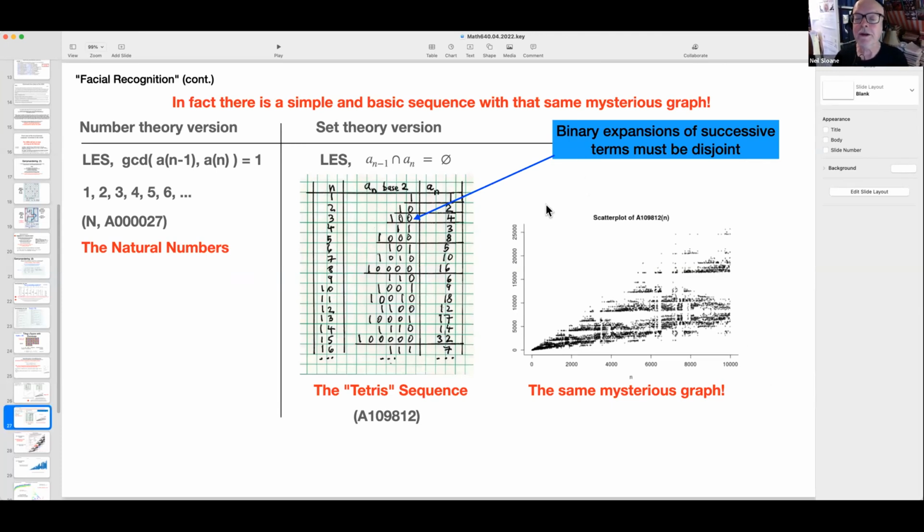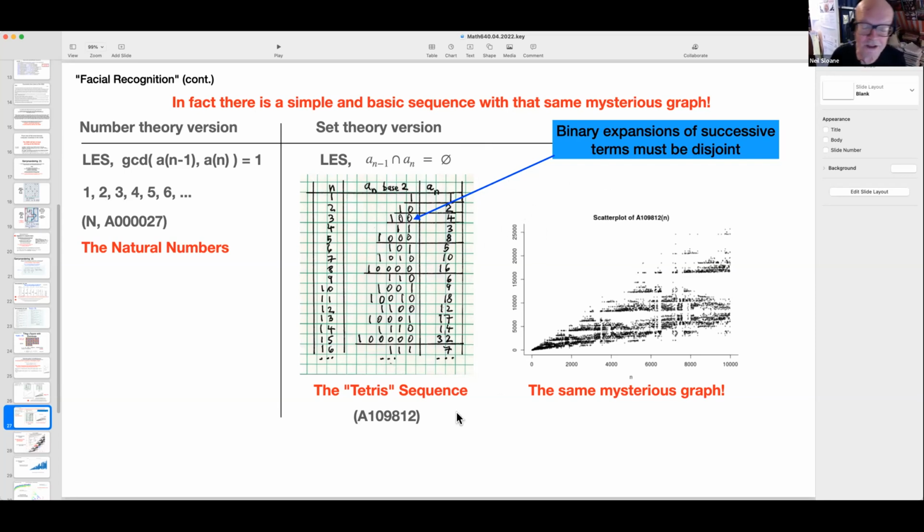This is a very simple sequence now. This is not E naught Wally in set theory. This is just the integers in set theory. So sequence 27 is the natural numbers, 1, 2, 3, 4, 5, 6, 7. That's an LES sequence defined by the property that each term has to be relatively prime to the previous term. Start with 1. What's the smallest number that's relatively prime to it? 2, and so on. You get the natural numbers. Do that in set theory, and you get this sequence.